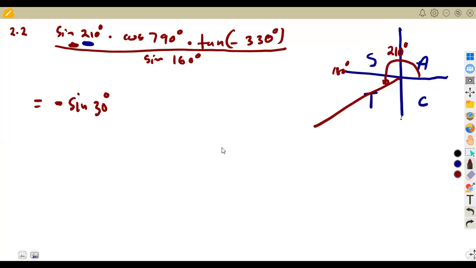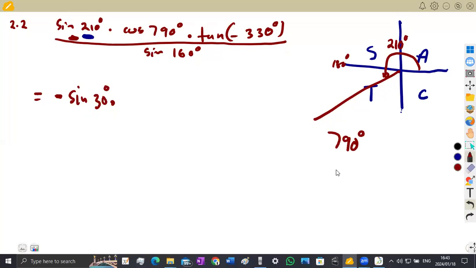So the rest, they carry negatives. All right, times the cos of 790. If we check, 790 is past 360 degrees. It is more than 360. So how do you calculate this? You subtract 360 degrees until we get an angle that is in between 0 and 360.